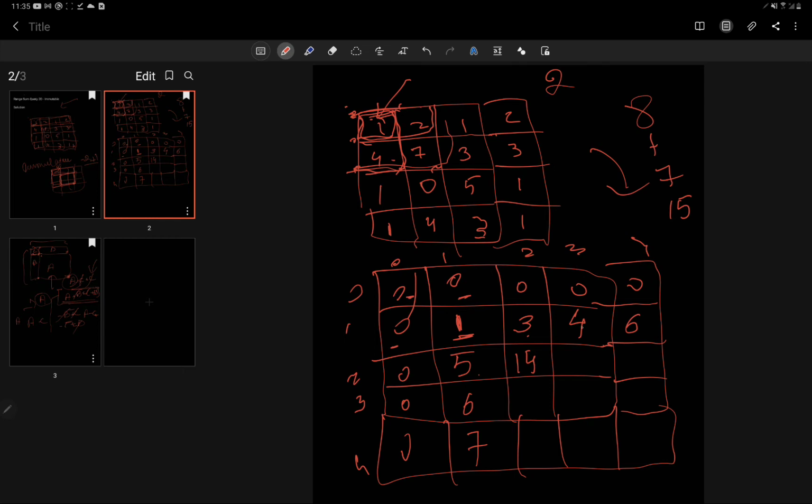Similarly for this, 14 plus 4 is 18, 18 plus 3 is 21, and 21 minus the cumulative sum up to here, that is again itself, gives us 18. Alright, we can verify it again: 7 plus 3 is 10, 10 plus 1 is 11, 11 plus 2 is 13, 13 plus 4 is 17, and 17 plus 1 is 18. Alright, so similarly we will be filling the matrix.